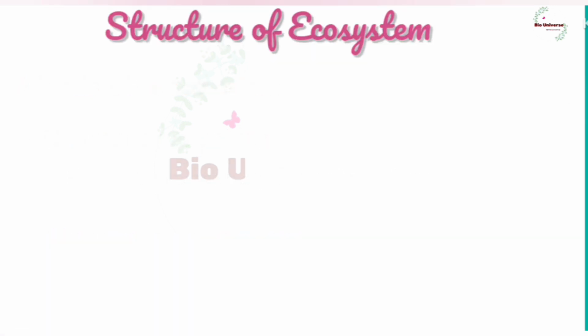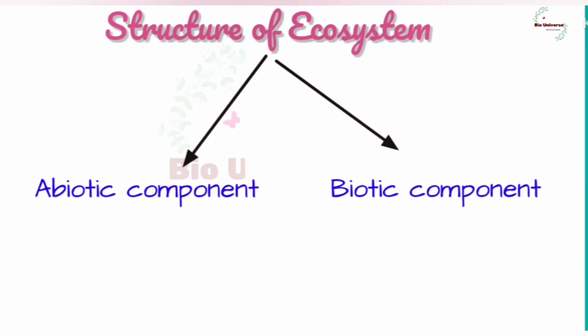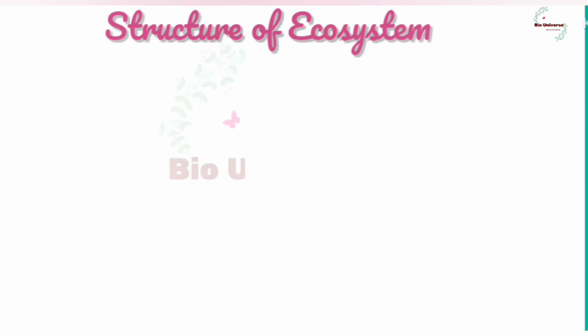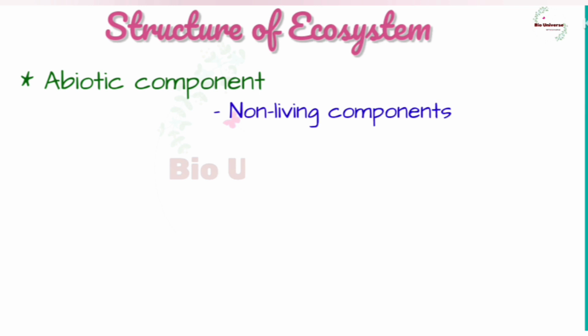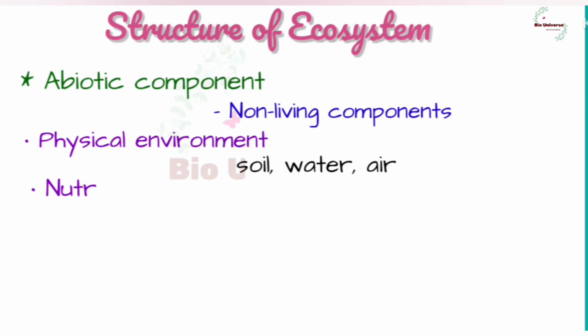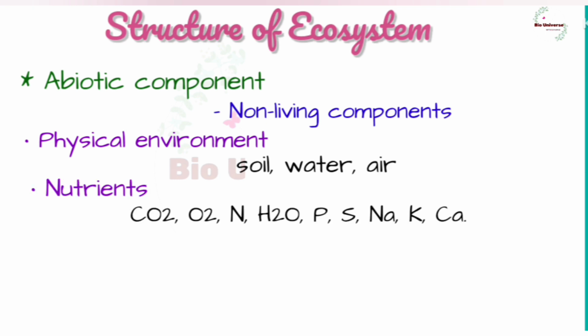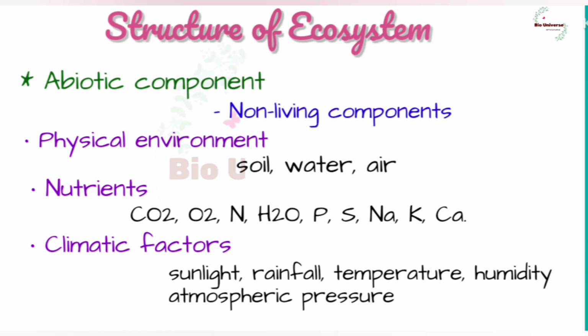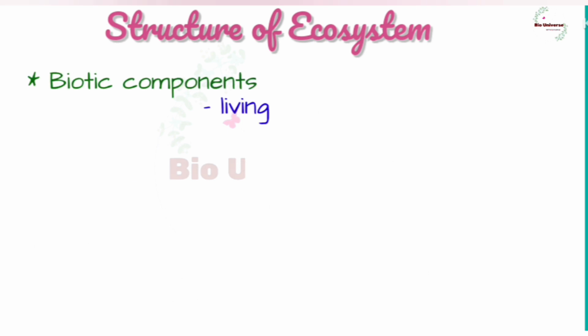An ecosystem consists of two components, the abiotic component and the biotic component. The abiotic or non-living component consists of physical environment such as soil, water and air, nutrients such as carbon dioxide, oxygen, nitrogen, water, phosphorus, sulfur, sodium, potassium and calcium, and climatic factors such as sunlight, rainfall, temperature, humidity and atmospheric pressure.